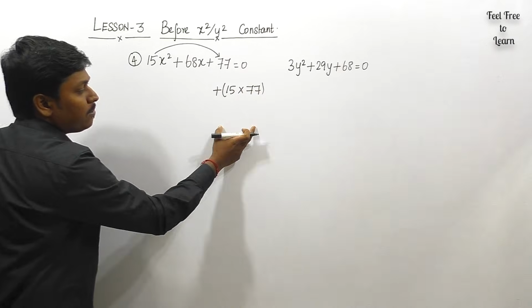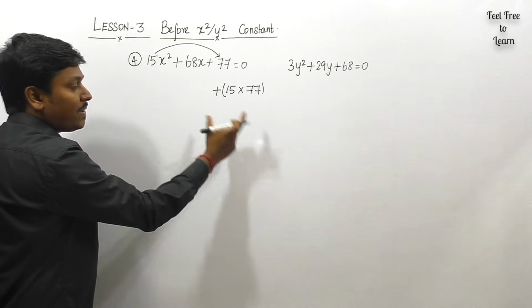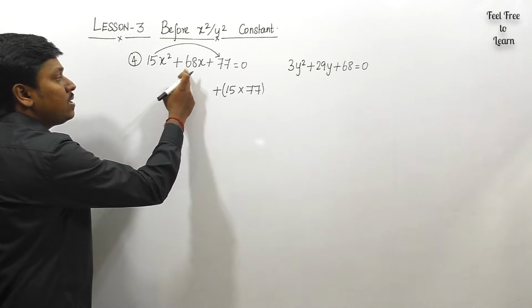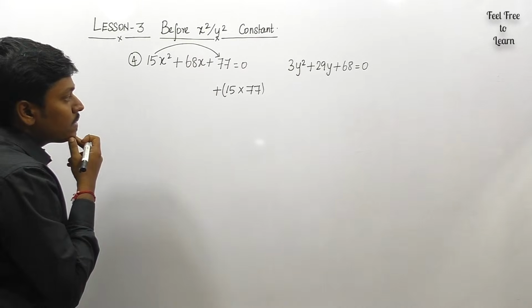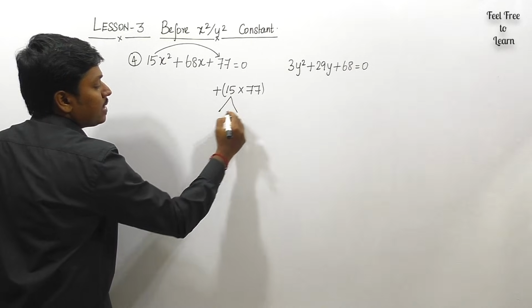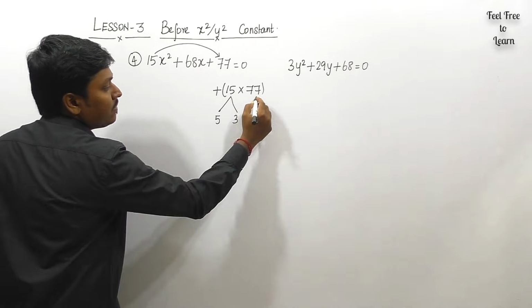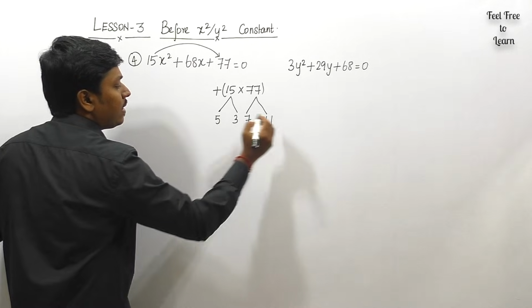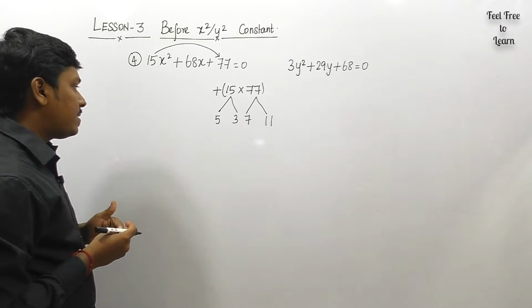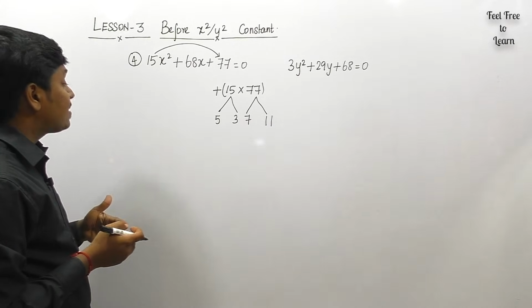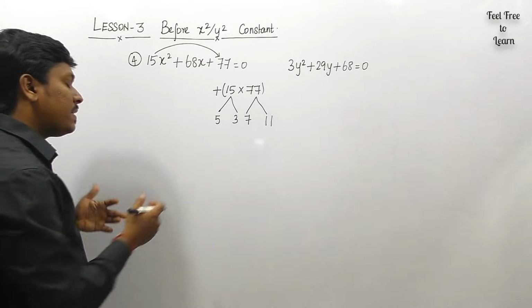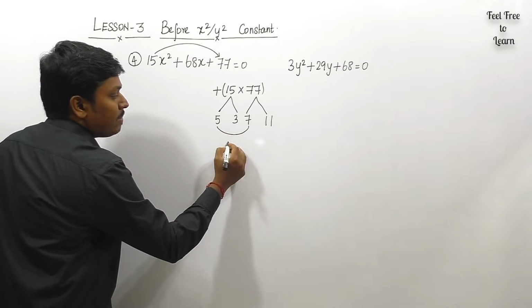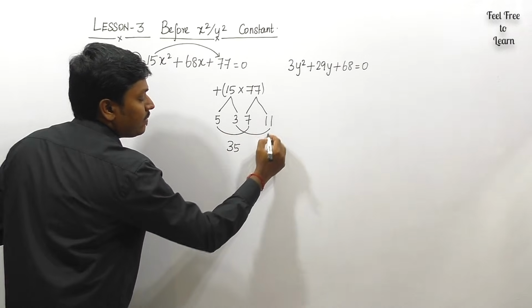So when we multiply both the numbers, the resultant should be positive, but when we add both the numbers, the resultant should be 68. So I think this 15 can be written as 5 into 3, because 5 into 3 will be 15, and 77 we can write as 7 into 11, right? So next thing is our target to bring 68. So friends, listen here friends, 7 into 5 will be 35 and 11 into 3 will be 33.